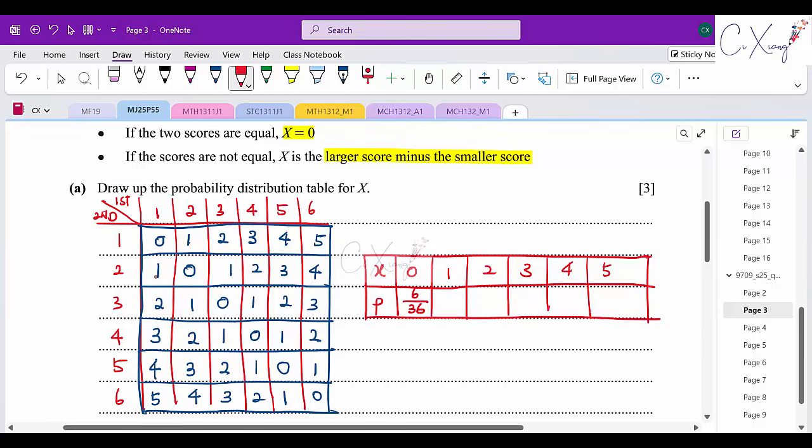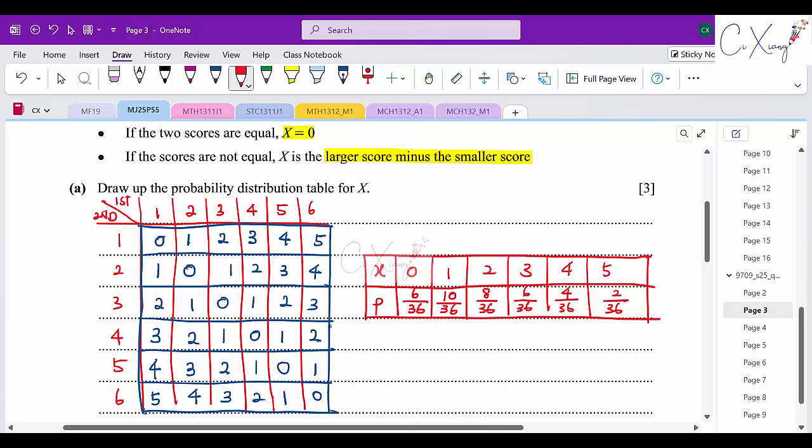When x is equal to 1, just count and you will see that 1 appears 10 times, so the probability will be 10 over 36. Then for the 2, count again, and you have 8 over 36. Then for the 3, you count and you'll have 6 over 36, then 4 over 36, and also 2 over 36.